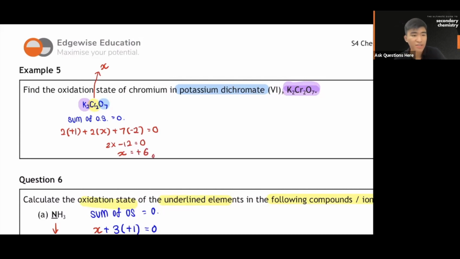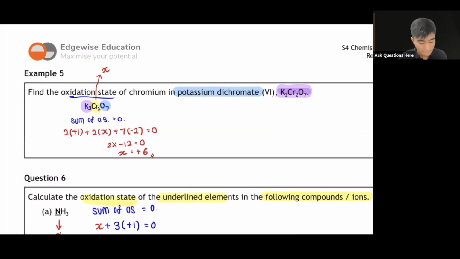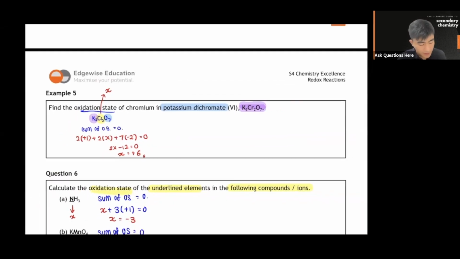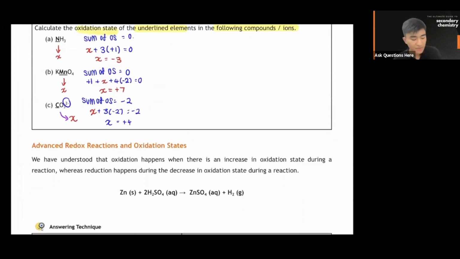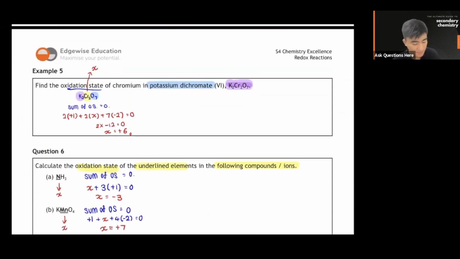Congratulations to Ro, Jasmine, Amanda, and Natalie. All of your answers are correct. The oxidation state of chromium is +6. If you're all good with example number 5, let's look at advanced redox reactions and oxidation states.